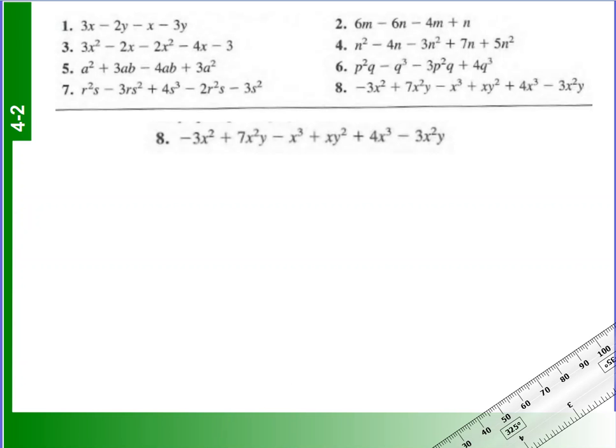Good morning. We're going to go through how to combine common terms in polynomials. We're also going to talk about adding and subtracting polynomials. So let's take a look at problem number 8.